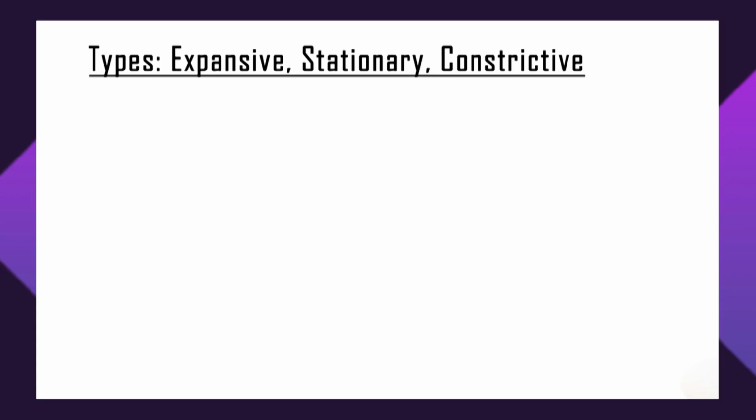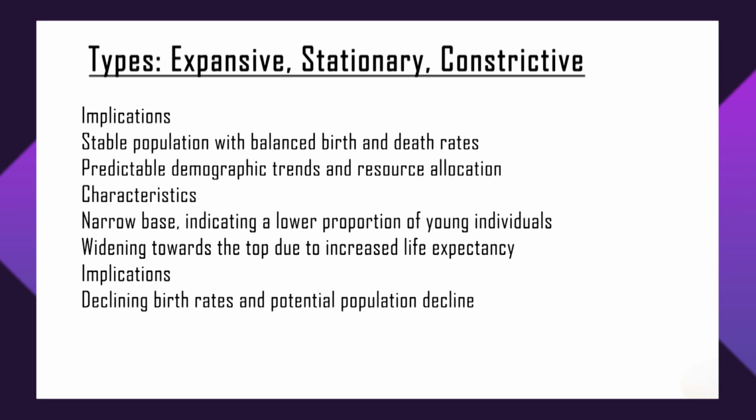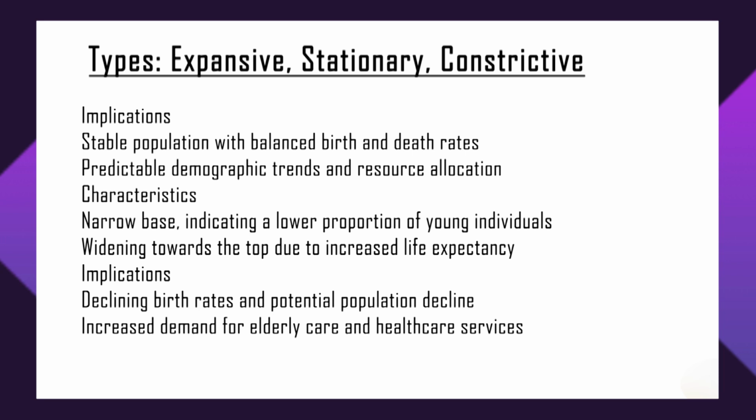One is the expansive one. The characteristic of the expansive pyramid is a broad base, indicating a high proportion of young individuals. It narrows towards the top due to lower life expectancy among elderly people, and it is broad at the bottom. What are the different implications associated with this? A high birth rate and the potential for rapid population growth. There is also a societal emphasis on youth-related services and policies. That's why it is widened at the bottom.